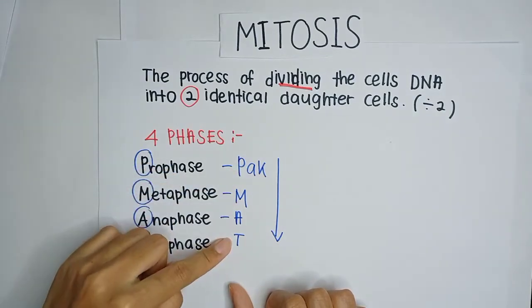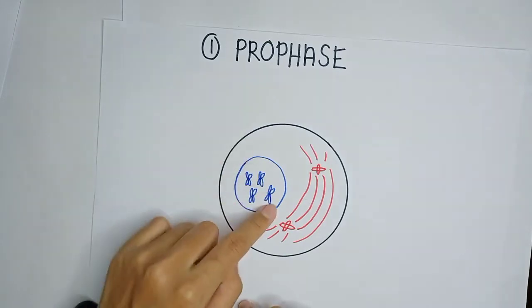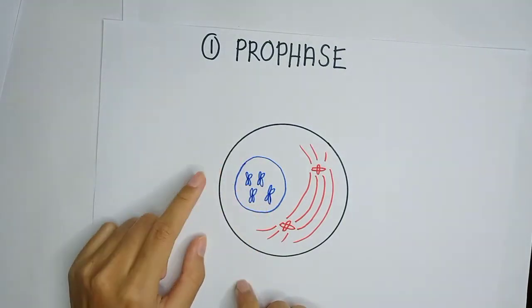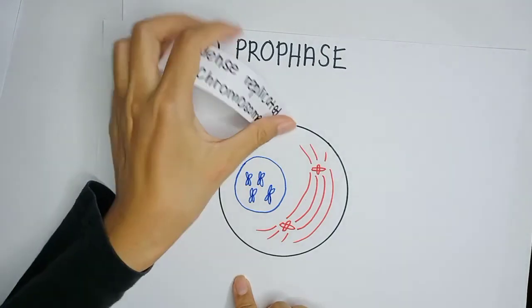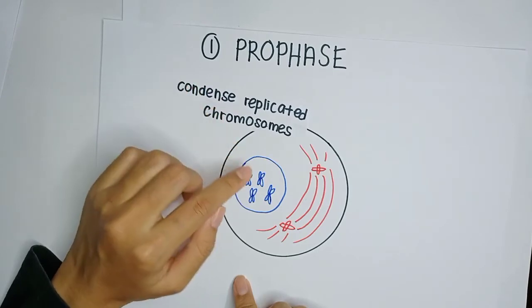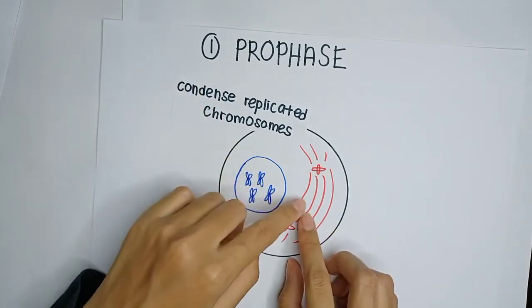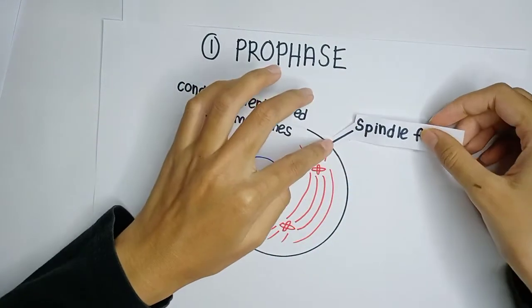Pak Mat in Malay. During prophase, there are several events that happen. First, the chromatin in the nucleus condenses to form pairs of chromosomes. Alright, as this is happening, the nuclear membrane breaks down to form a number of small vesicles. We call it the spindle fiber.